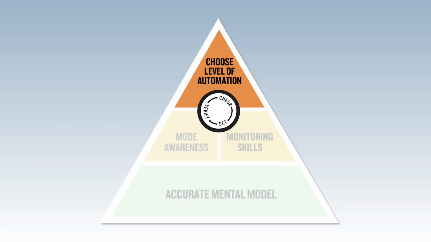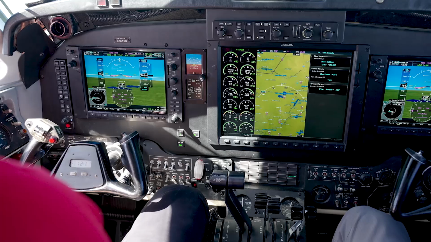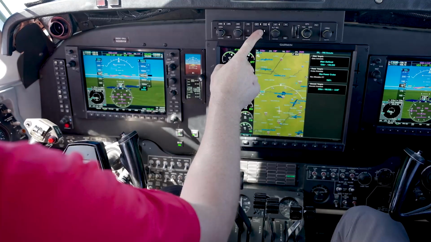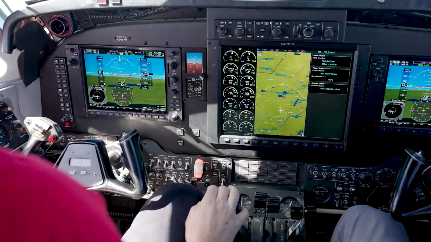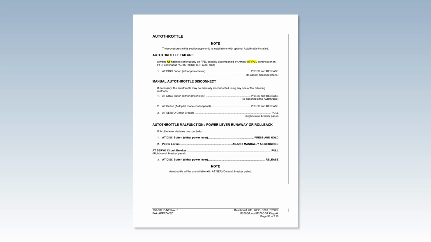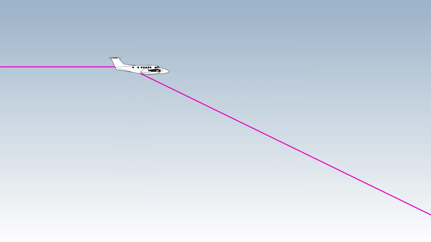Now, say you're monitoring the autothrottle and using your mode awareness to see it go into a mode that does not match your mental model. Remember, you're the PIC. Take action to either disengage or correct the mode. There may be times when the time to intervene is obvious. For example, if a fault occurs and the autothrottle automatically disconnects. Another example would be if the flight path diverges from what you expect.